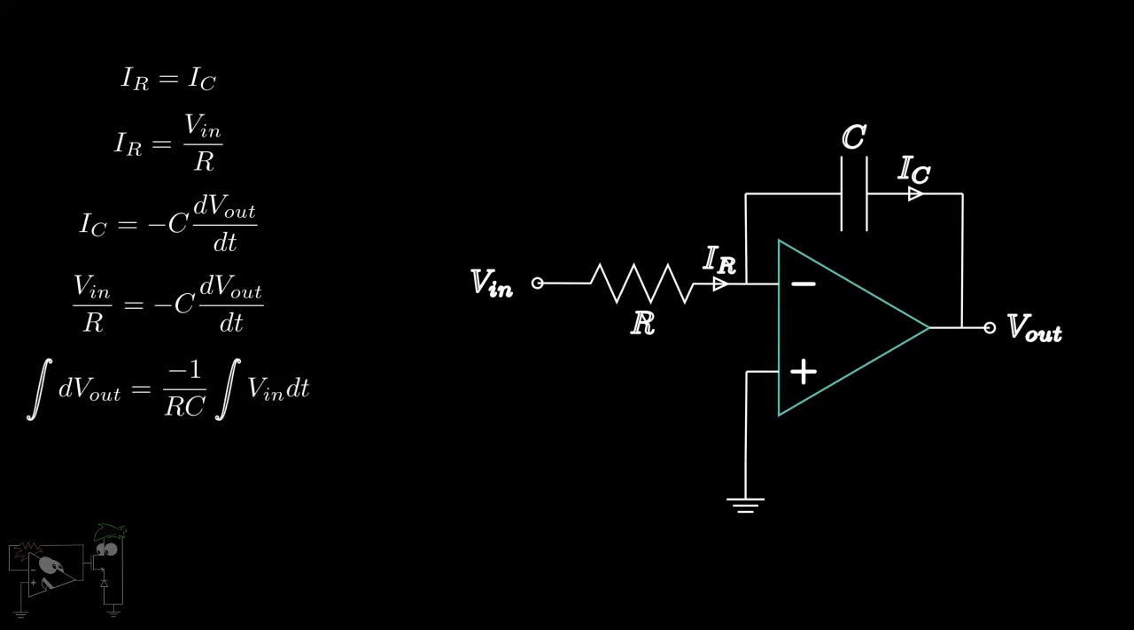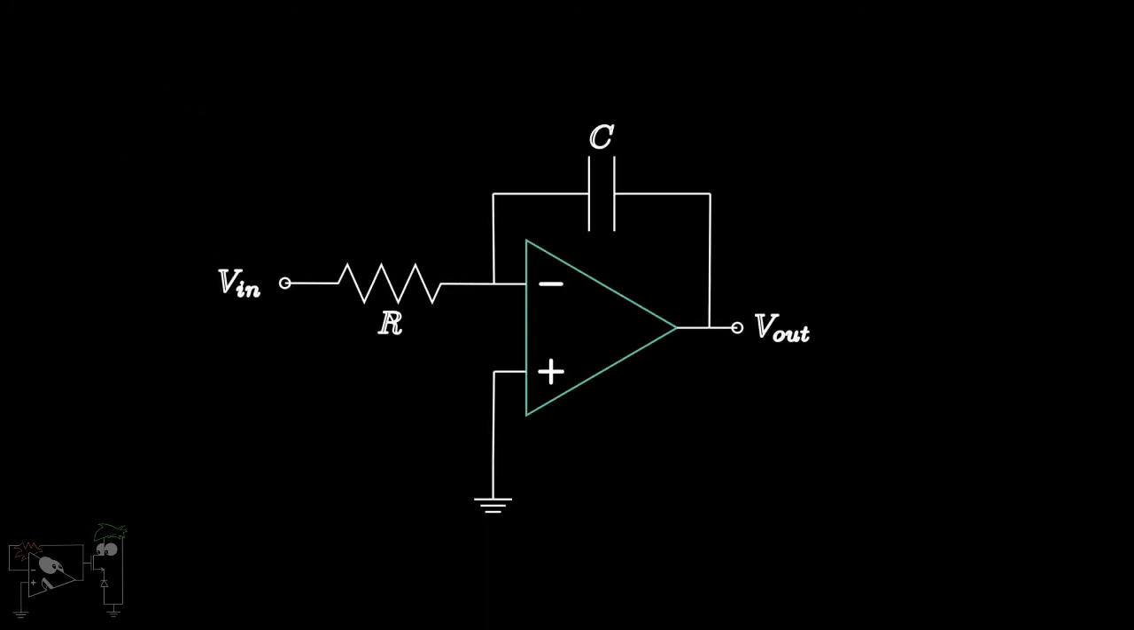Integrating both sides, we get Vout is equal to minus 1 by RC, into the integral of Vn from 0 to time t. If there is an initial condition on Vout, we add it as a constant Vout of 0, that is the initial value of the output voltage. Hence, using an op-amp, we have built an integrator.